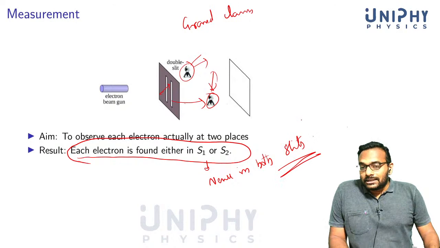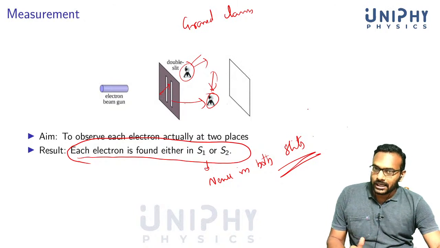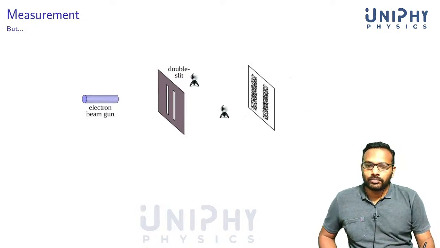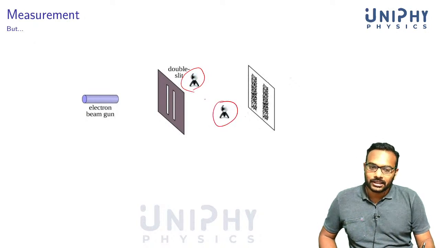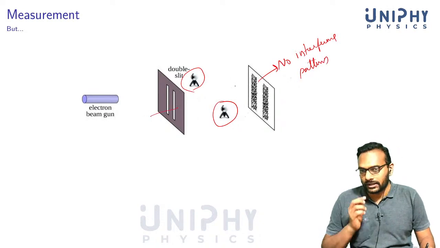Alright, now this is the thing. Does this mean that the electron does not pass through both slits at the same time? Do we need to discard our earlier hypothesis that the electron actually passes through both slits at the same time? The answer is no, because when you actually keep this camera here and see that the electron either passed through slit 1 or through slit 2, you see that there is no interference pattern. Okay, so if the electron passes through both slits, you will get an interference pattern.